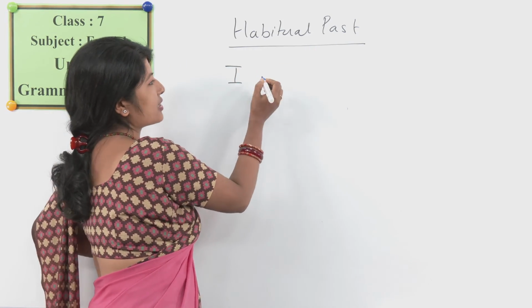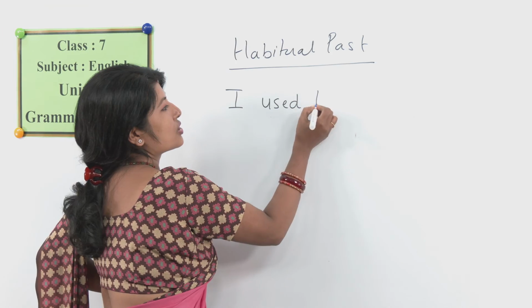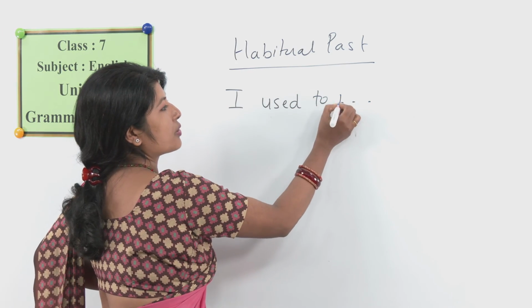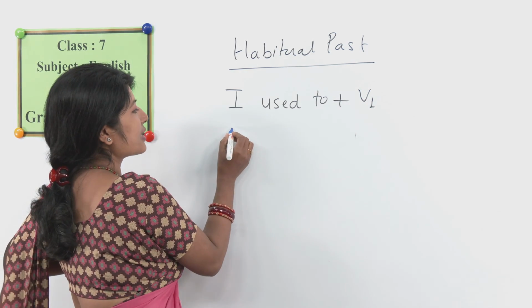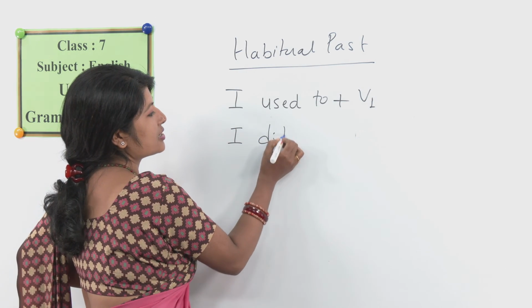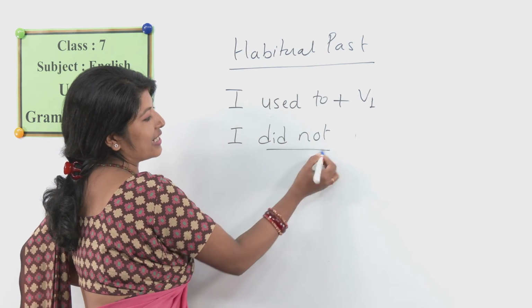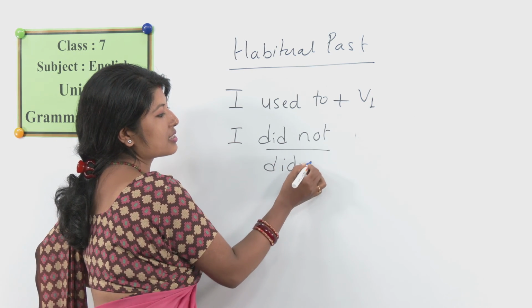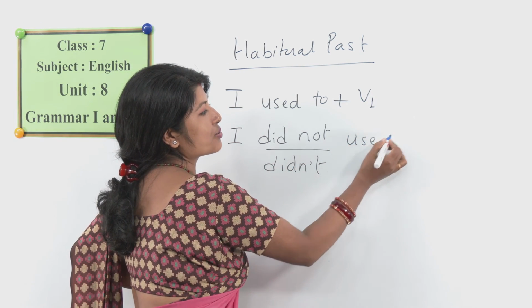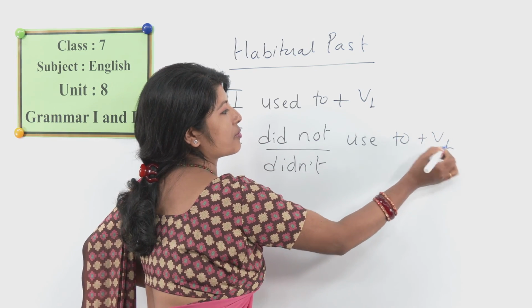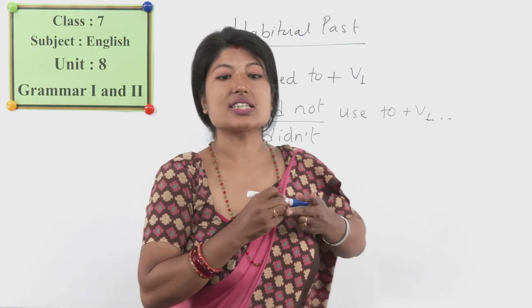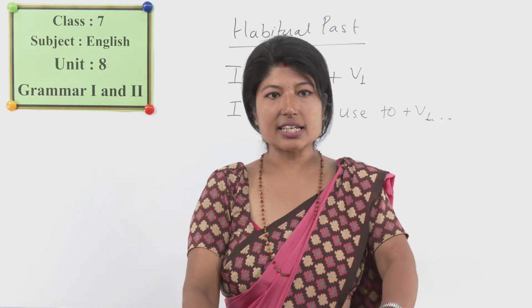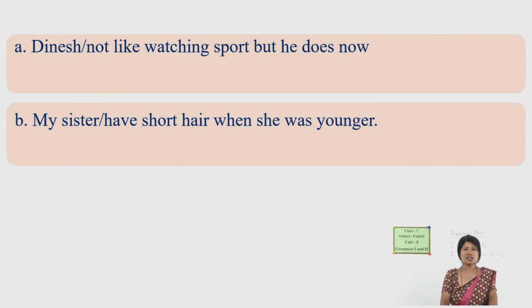I or any other subject used to, plus the first form of the verb, that means verb 1, right? And then the negative is I did not, or the contracted form didn't, you can use didn't, and you, used to plus the first form of the verb in this way. Remember this structure while doing this exercise. So here, Dinesh not like watching sport, but he does now. We can rewrite in this way.